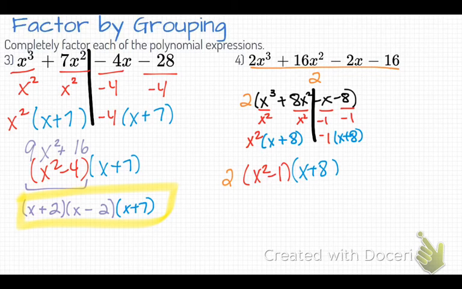Can I take the square root of x squared? Can I take the square root of 1? What's the square root of 1? 1. So, that means the square root of x squared is x. The square root of 1 is 1, plus and minus: x plus 1, x minus 1, and x plus 8 and 2. So we need to know what our perfect squares are. We have 1, 4, 9, 16, 25, 36, 49.